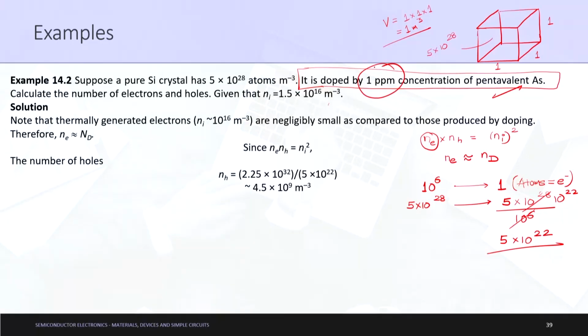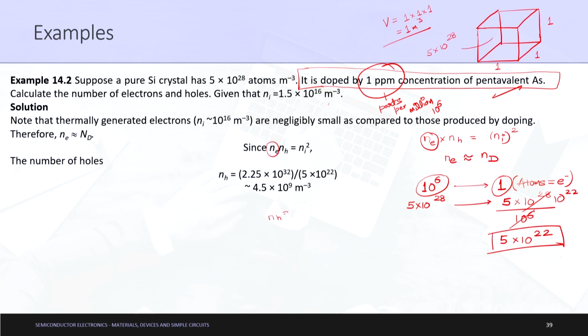We just understood the concept of 1 ppm. 1 ppm is one part per million. We know a million is 10 to the power 6. So for every 10 to the power 6 atoms, we have added one atom of arsenic. Here, 1 atom can be understood as 1 electron, and therefore 5 into 10 to the power 28 atoms will give you 5 into 10 to the power 22 electrons. Fine.